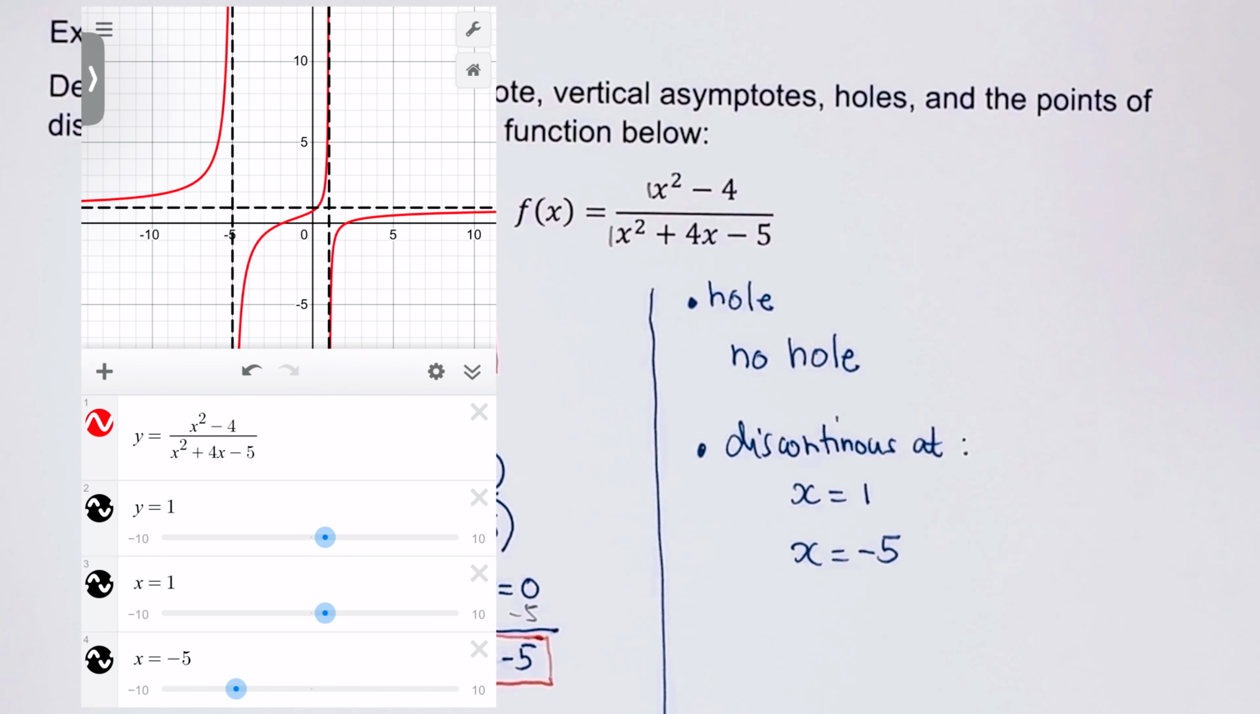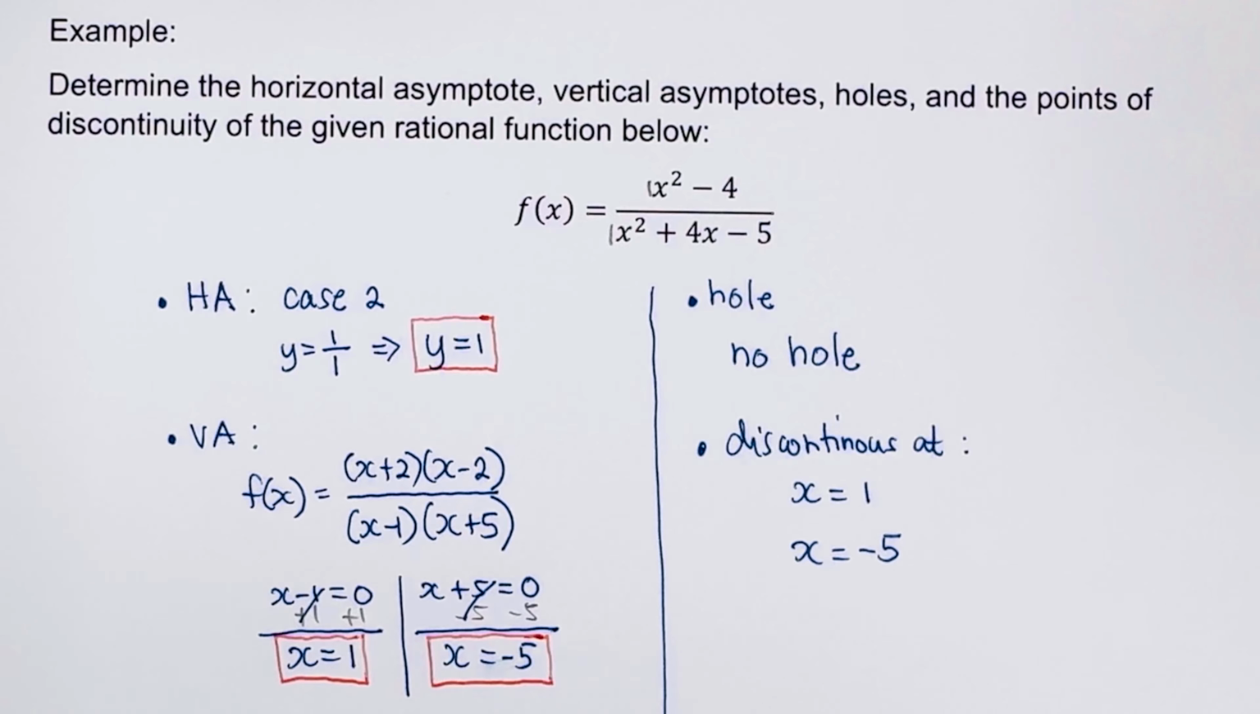If you notice, our horizontal asymptote is y equals 1 and our vertical asymptotes are x equals 1 and x equals negative 5. Again, there is no hole in this function. And this is discontinuous at its vertical asymptotes, x equals 1 and x equals negative 5. Now let's have another example.